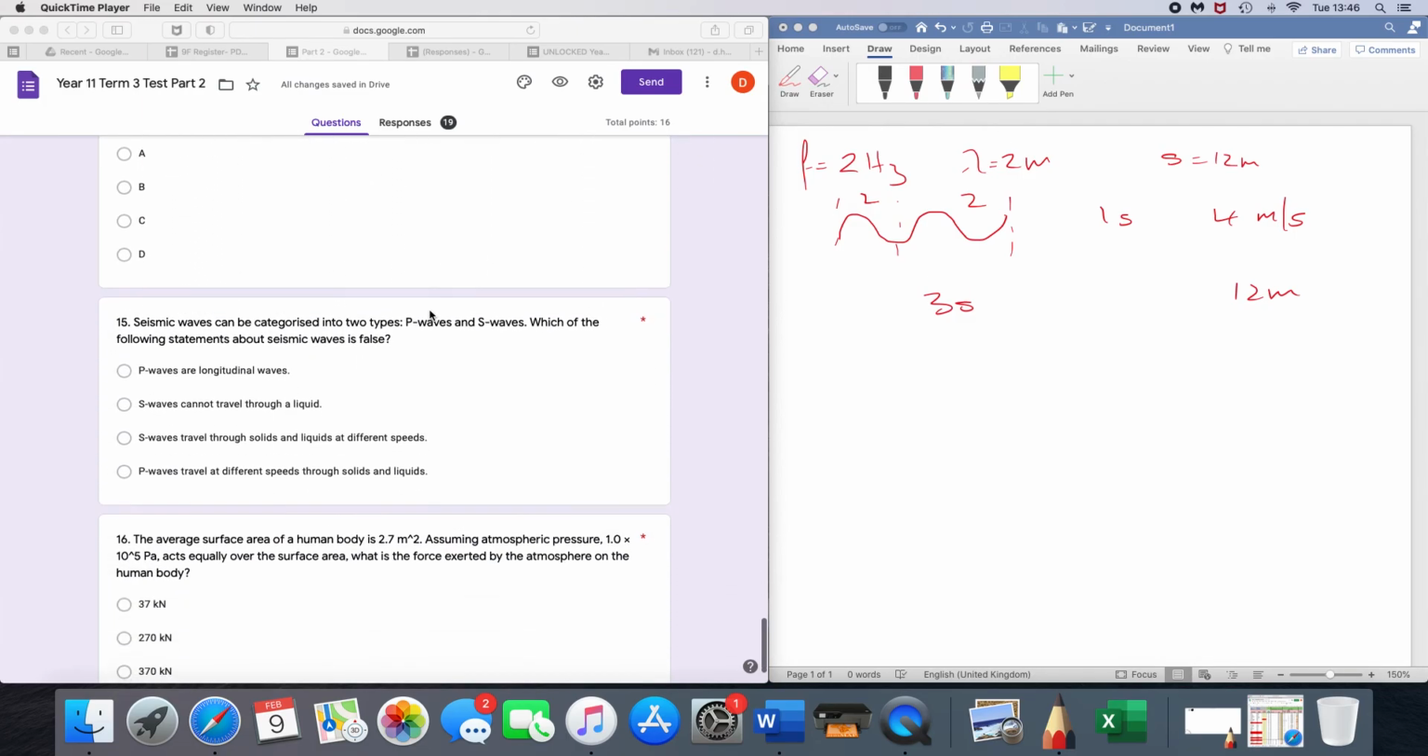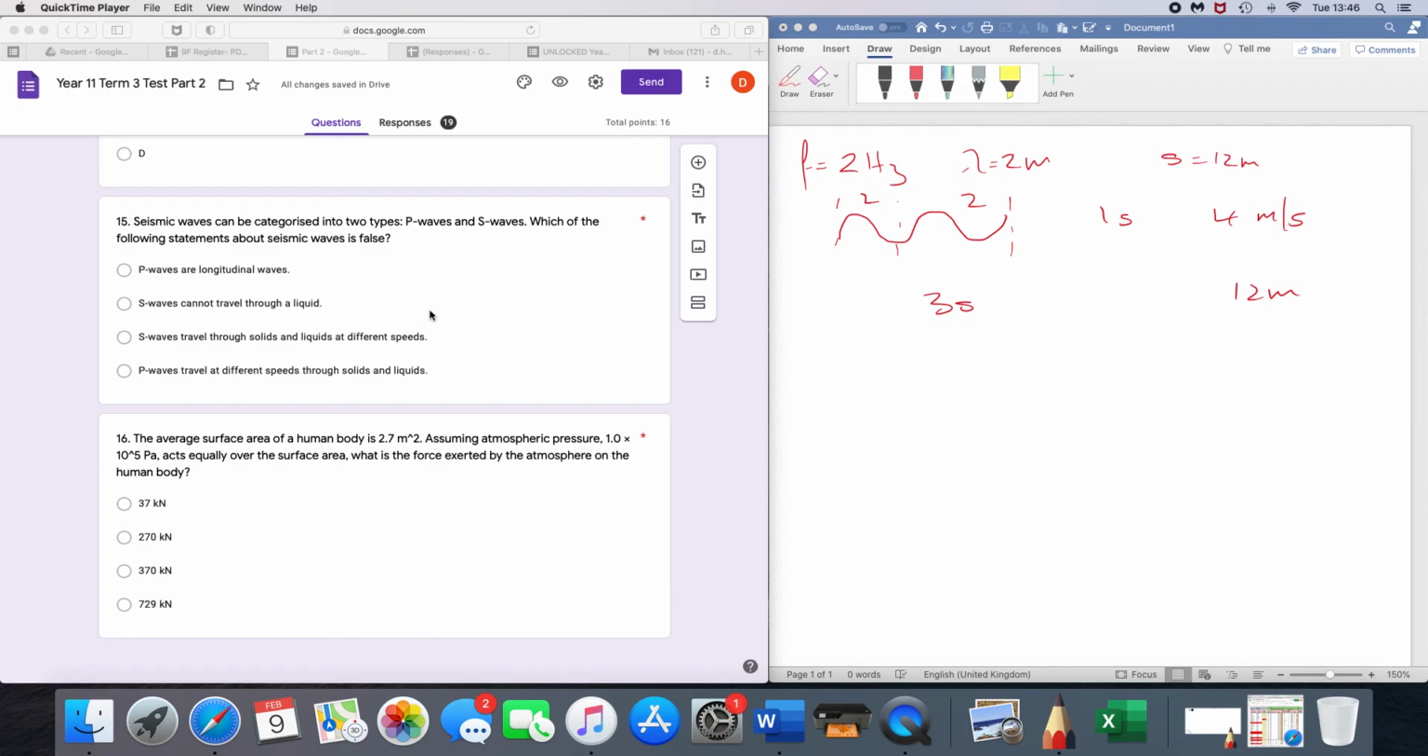Question 15. Seismic waves can be categorized into two types, P and S. Which of the following statements about seismic waves is false? Well, P waves are longitudinal. S waves cannot travel through a liquid, they are transverse. S waves travel through solids and liquids at different speeds. All waves would do that, except S waves don't travel through liquids. So that would be wrong. And P waves would travel through solids and liquids at different speeds. So 15, the answer is C.